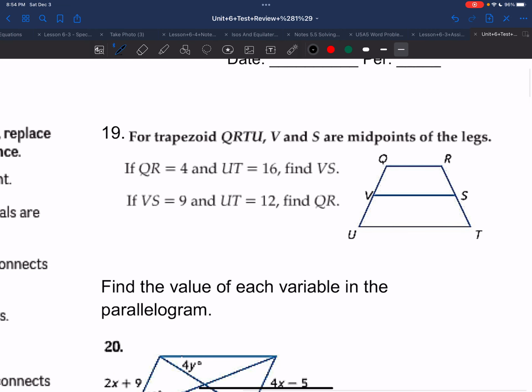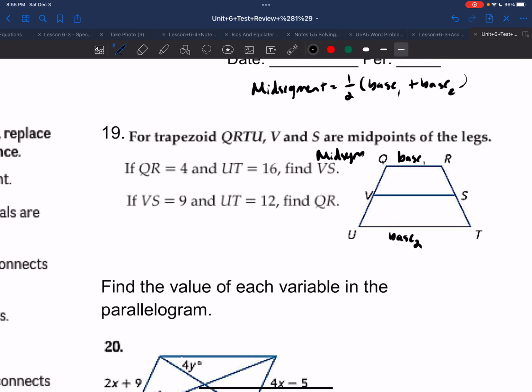Okay, so for trapezoid QRTU, V and S are the midpoints of the legs. So here are the midpoints. If QR is equal to 4 and UT is equal to 16, find the mid-segment, which is VS. So again, VS is the mid-segment, which is very important, and you have to know this formula. Mid-segment is equal to 1/2 times base 1 plus base 2. This is base 1, and this is base 2. Base 1 is 4, and base 2 is 16.